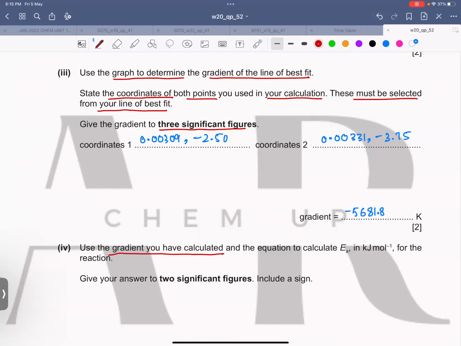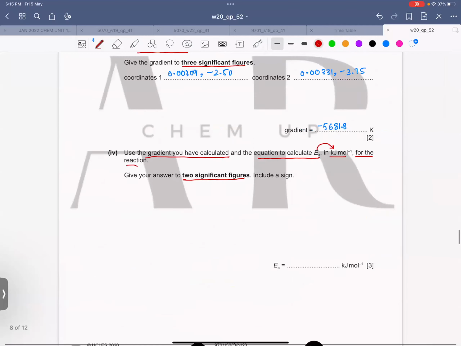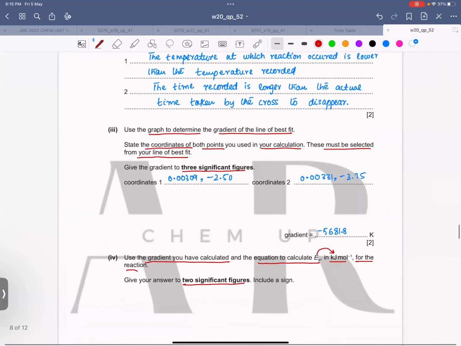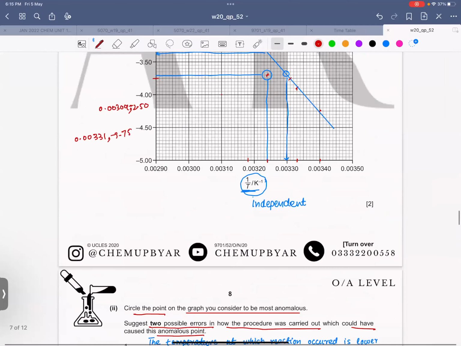Now, use the gradient you have calculated and the equation to calculate activation energy in kilojoule per mole for the reaction. Give your answer to two significant figures. Okay. So let me write the equation over here.